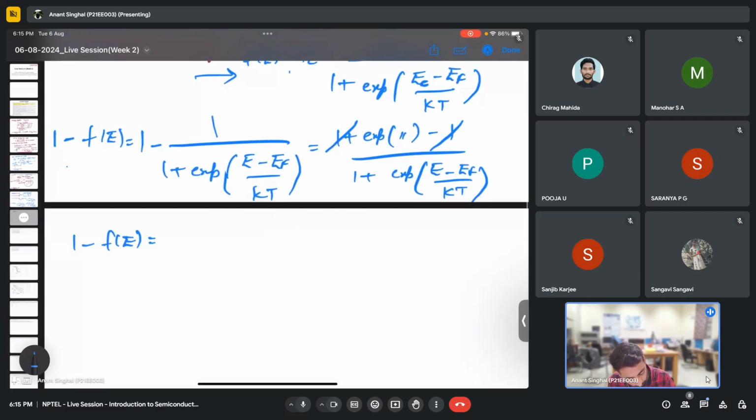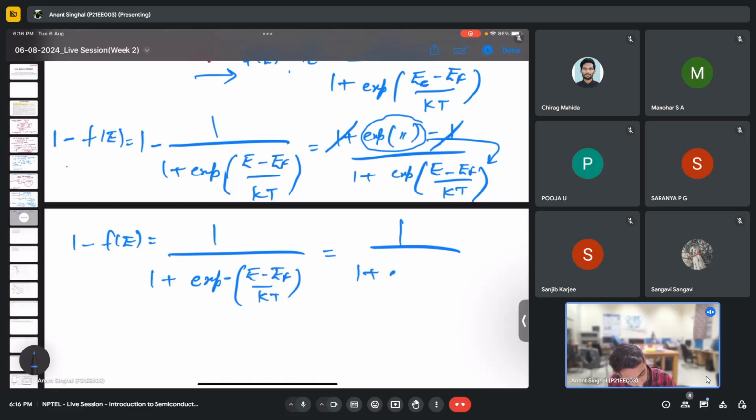If I take this numerator into the denominator, like divide both numerator and denominator by the term in the numerator, what I'll get is 1 upon 1 plus exponential of minus E minus EF over KT. That will give me 1 upon 1 plus exponential EF minus E over KT. So this is the probability of being empty.